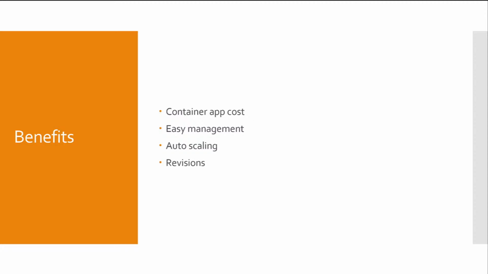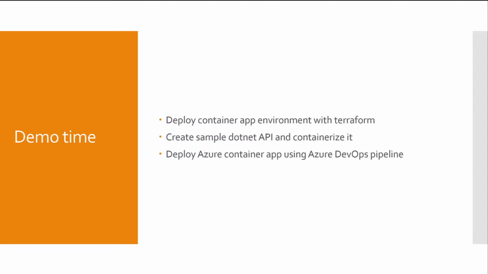One of the main components of container app is revisions. A revision is an immutable snapshot of a container app. It can be used to implement scenarios such as blue-green deployments. Now we can move to the demo.